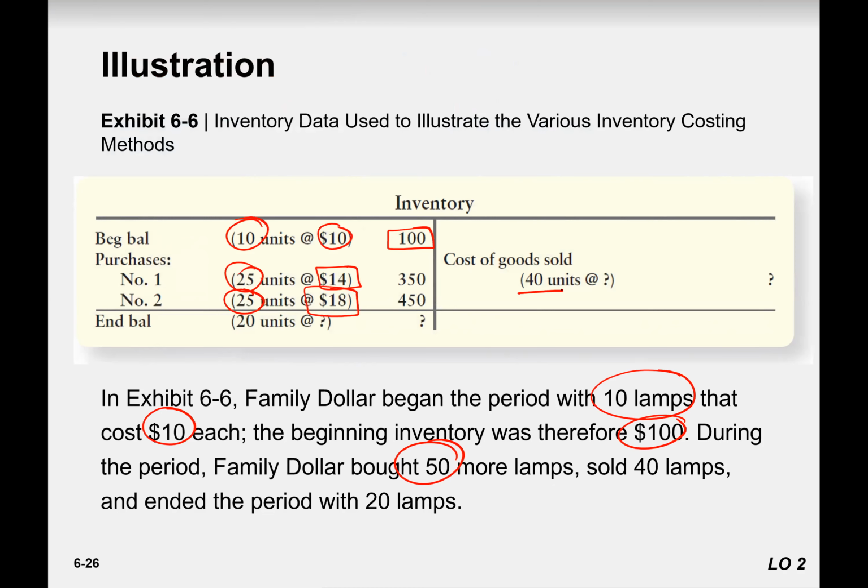Can you calculate? So how much is the total cost? 100 plus 350 plus 450. How much? 900, right? And how many units do we have? 10, 25, 25, 60. Simple. So 900 divided by 60. That would be the average price. That's it. Since you sold 40 units, let's talk about this.